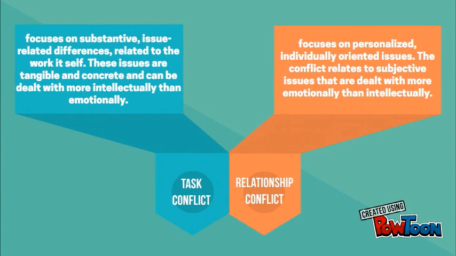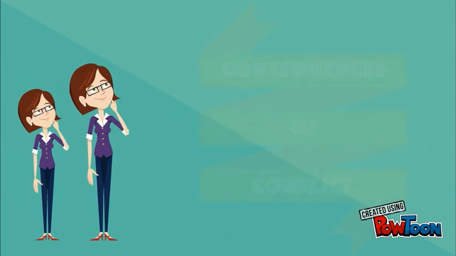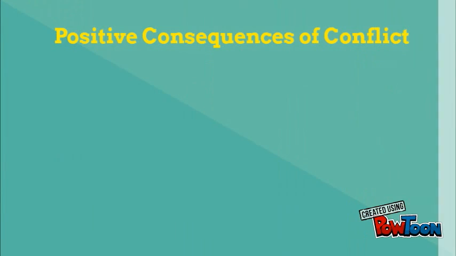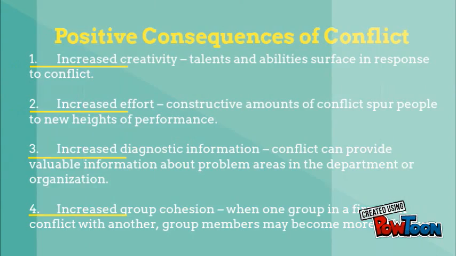Task conflict focuses on substantive issue-related differences related to the work itself, while relationship conflict focuses on personalized, individually oriented issues. Conflict results in both positive and negative consequences. For positive consequences, we have increased creativity, effort, diagnostic information, and group cohesion.